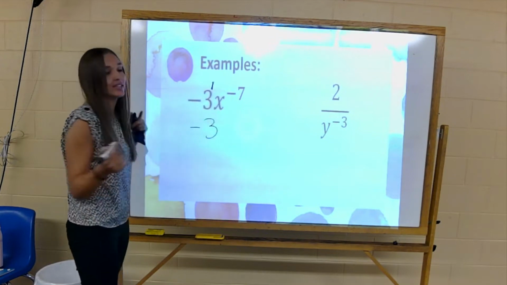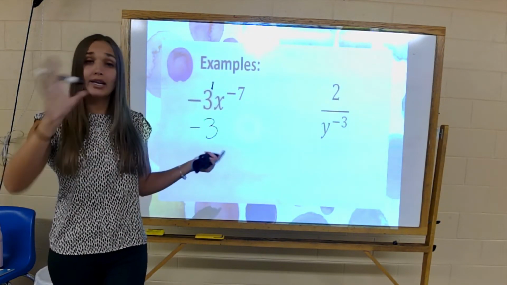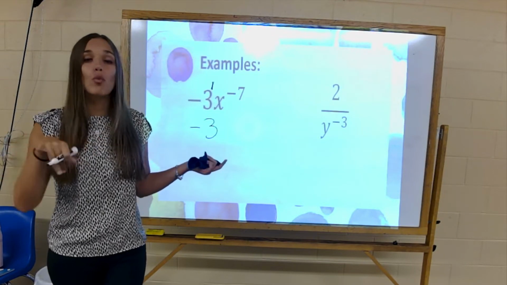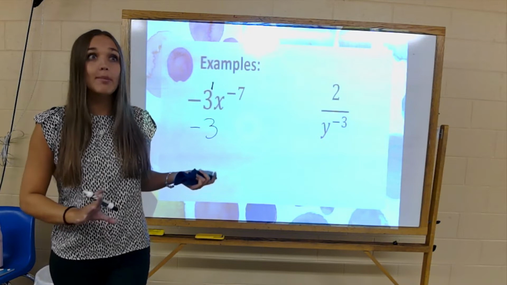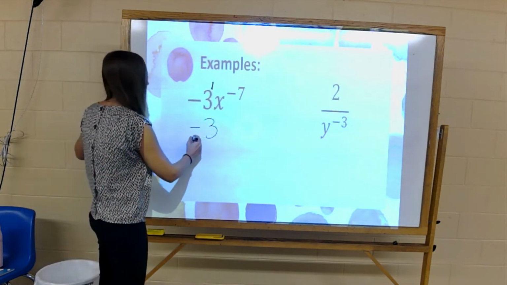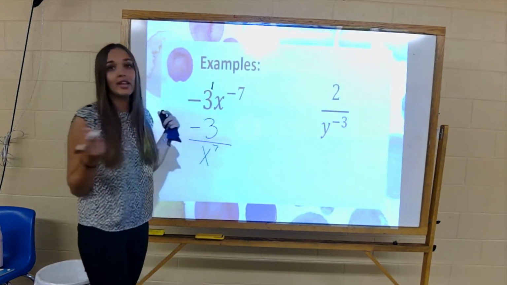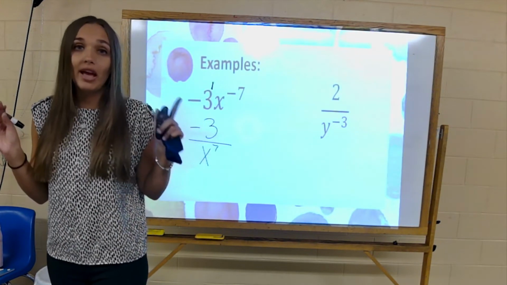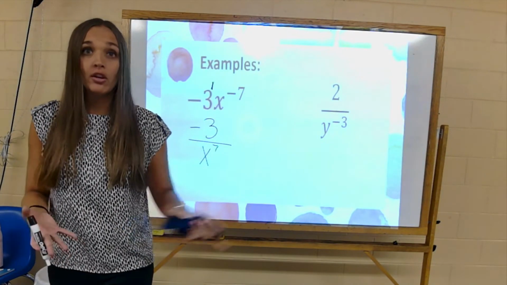However, we said we have x to the negative 7th. We can't have a negative exponent, so this is technically in the numerator. This is all over 1. So instead of having it in the numerator, we're going to take it down to the denominator and make it positive. So it's going to be negative 3 divided by x to the 7th. And that will be my final answer. I no longer have negative exponents. I have a negative coefficient, but that's okay to have.